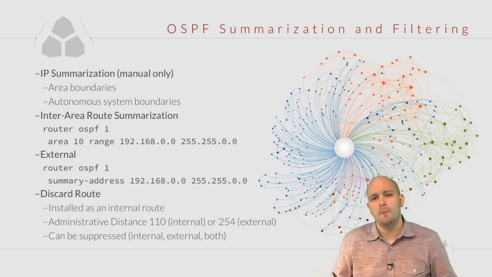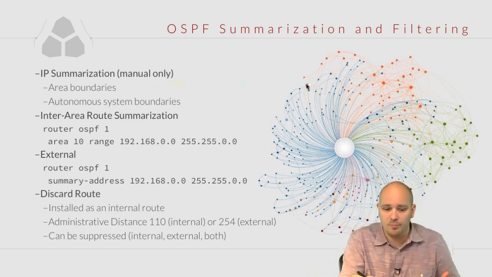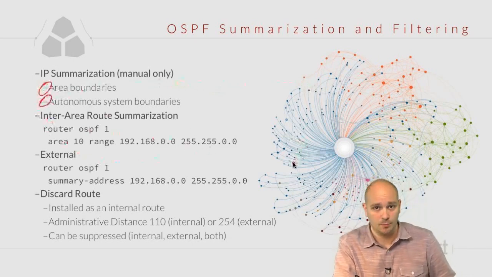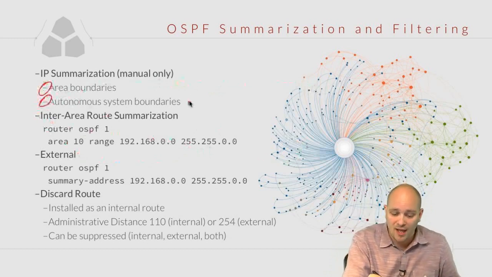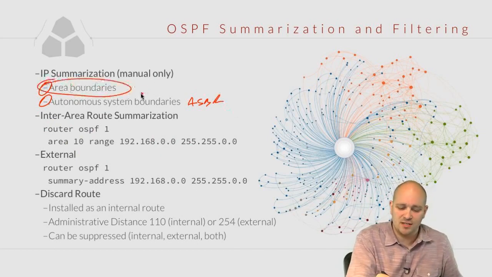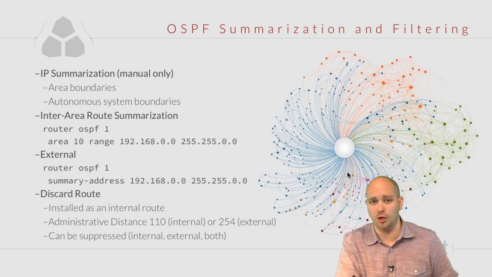We cannot do that because of the flooding scope of the LSAs that carry routing information in OSPF. So where we can perform IP summarization is at the area boundaries and also at the autonomous system boundaries on ASBRs. So at the area boundaries on the ABRs, we can perform the summarization of internal routing information, or I should be more precise and say inter-area routes.